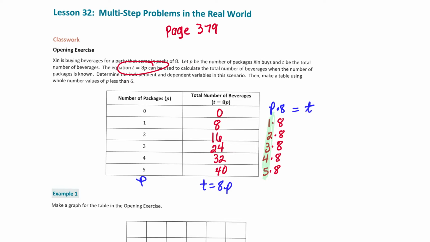Now you know that in order to determine how many beverages you're going to have, you need to know the number of packages, right? Take a few seconds to determine which one is the dependent and which one is the independent. The number of packages is your independent, and the total number of beverages is your dependent. So if you guessed those as independent and dependent, then you guessed your answers correctly.